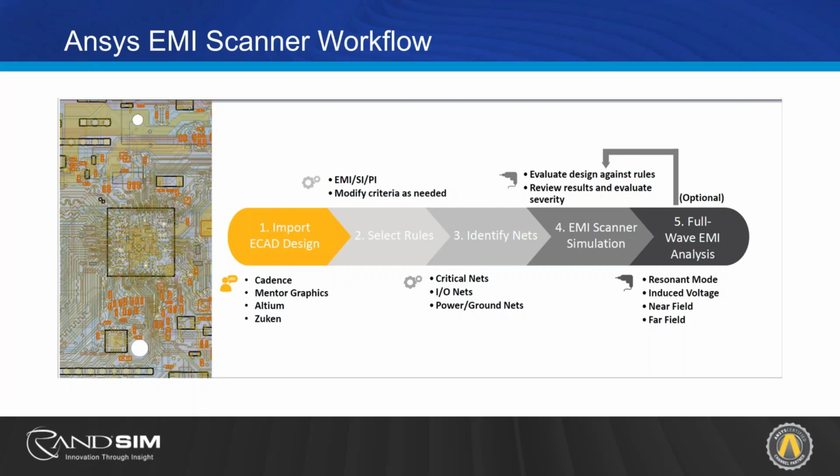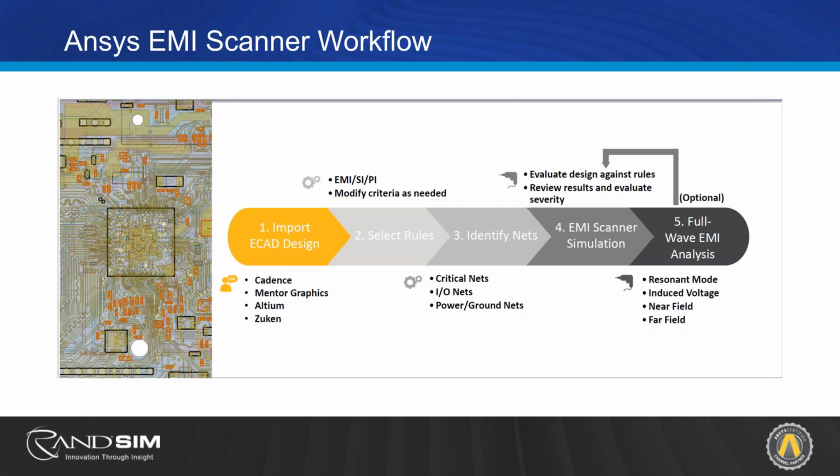So the first step is you import in your ECAD design. All of the major players in ECAD can import natively into SIwave via ODB++. So that brings in all your traces, your vias, your components, everything connected together. The next thing that you will do is you will select your rules for EMI. So this is similar to a design rule checker for ECAD, but it's specifically for EMI and signal integrity.